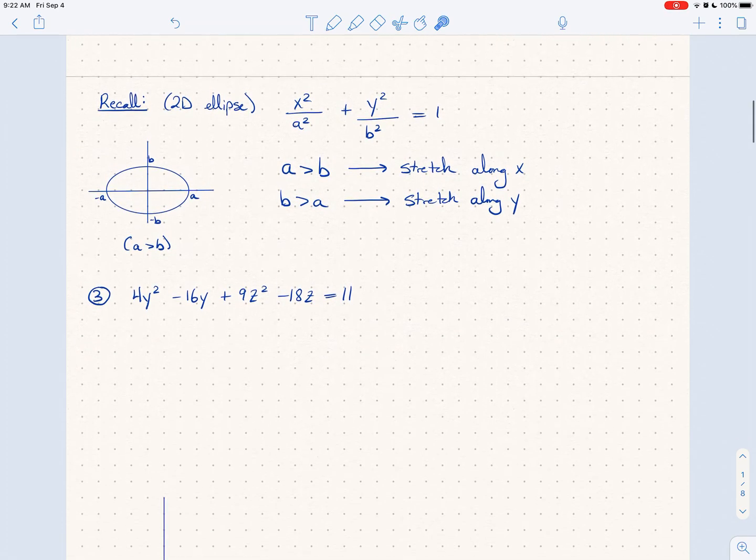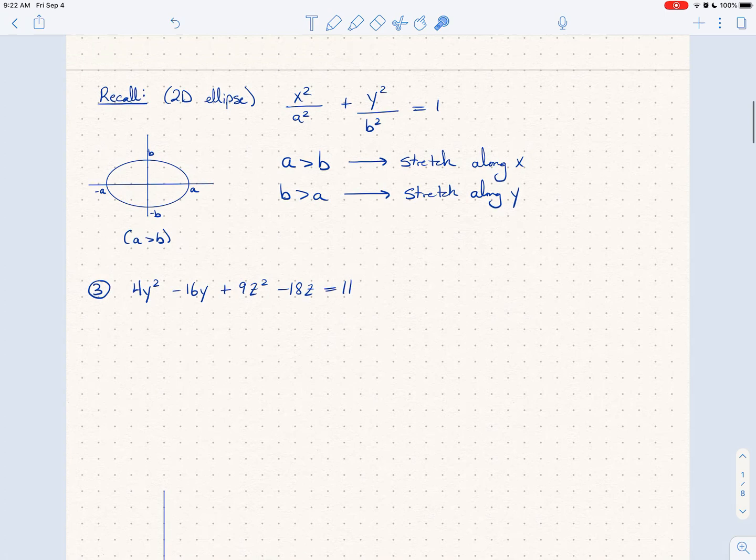So here's the third example that I want to do with you. You're given this equation, and you notice that there's no x variables, and that's the big clue that this is going to be some sort of a cylinder. I'm going to go ahead and guess that it's going to be an elliptical cylinder, but let's see how we can figure it out.